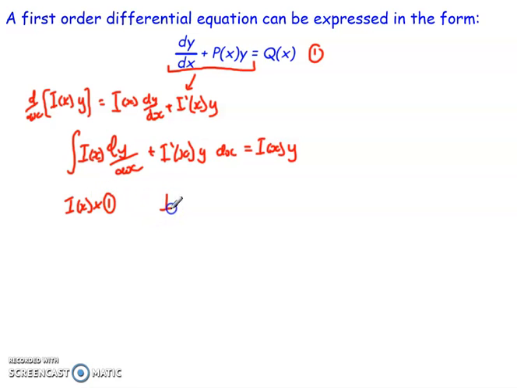What we'll then end up getting is I of x dy/dx plus I of x times p of x times y equals I of x times q of x. So we've added that element into our original equation and been able to rewrite it in this format.